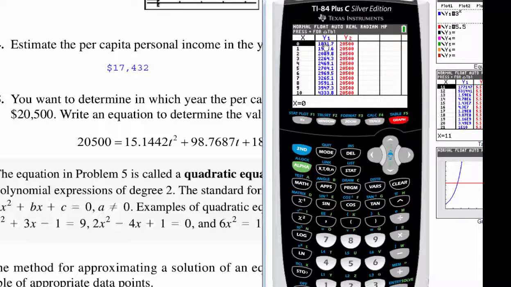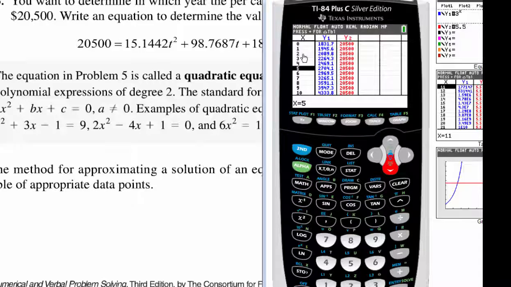And now we want to see, when does y1 equal y2? If I scroll down, it looks like it's happening somewhere in between years 1 and 2. Actually, it's not between years 1 and 2. That's 1,945. We're looking for 20,000, so we have to scroll down quite a bit. See, here we're at 4,000, 5,000. We need to get to 20,000. So it looks like when we get to year 32, y1 and y2 are equal.